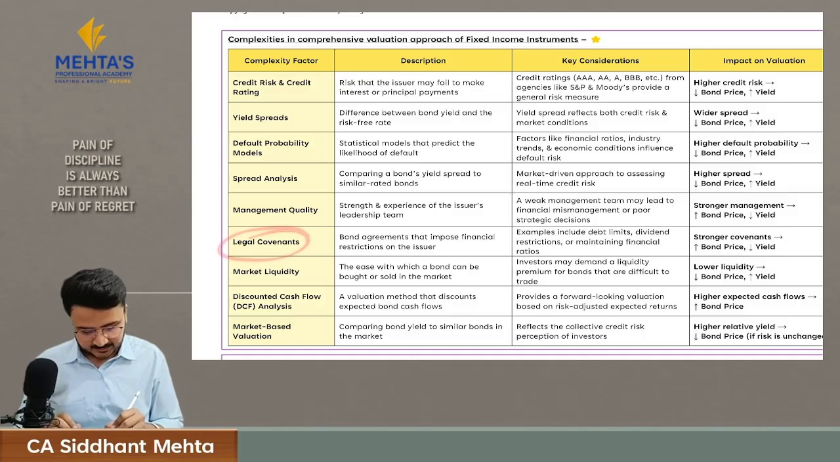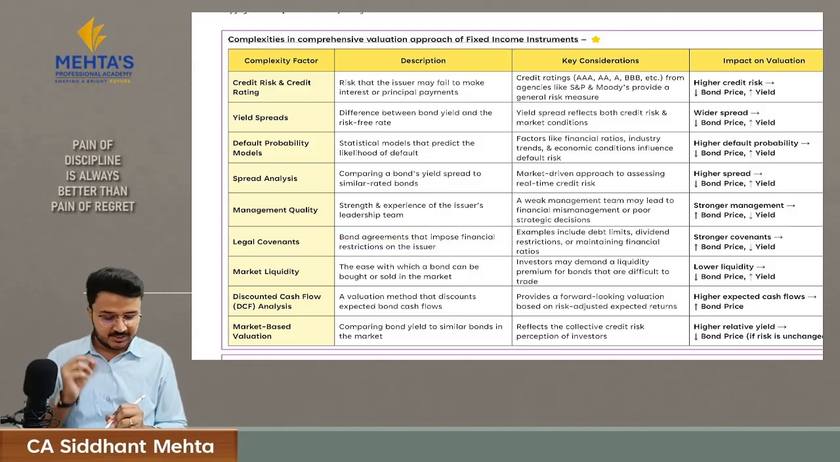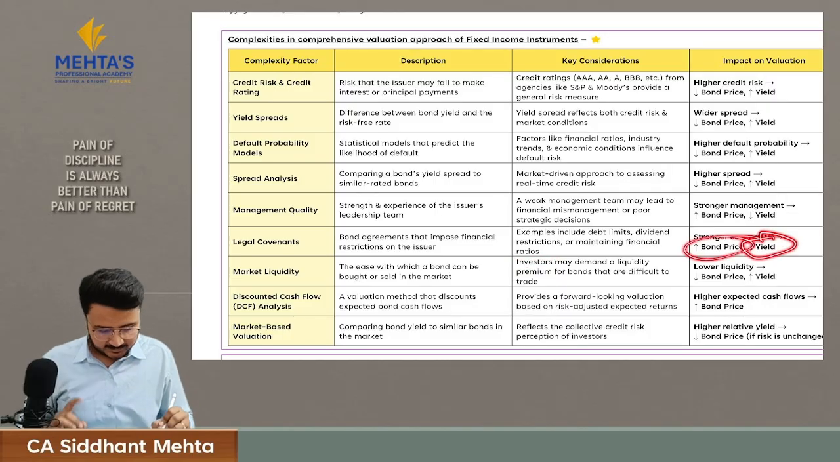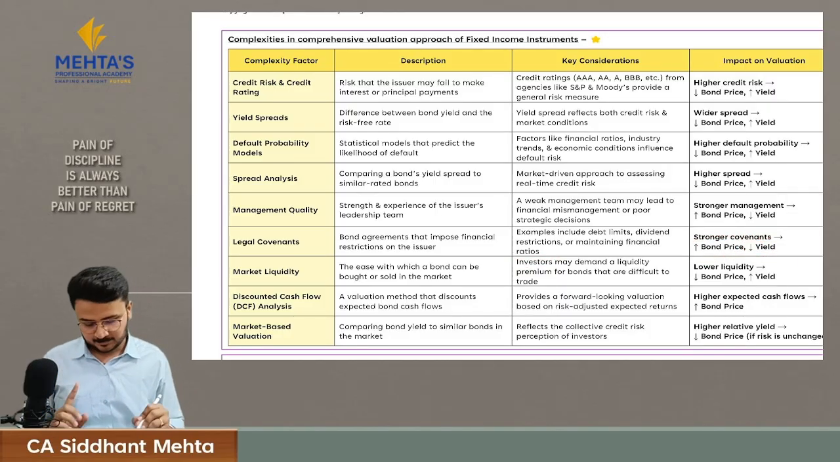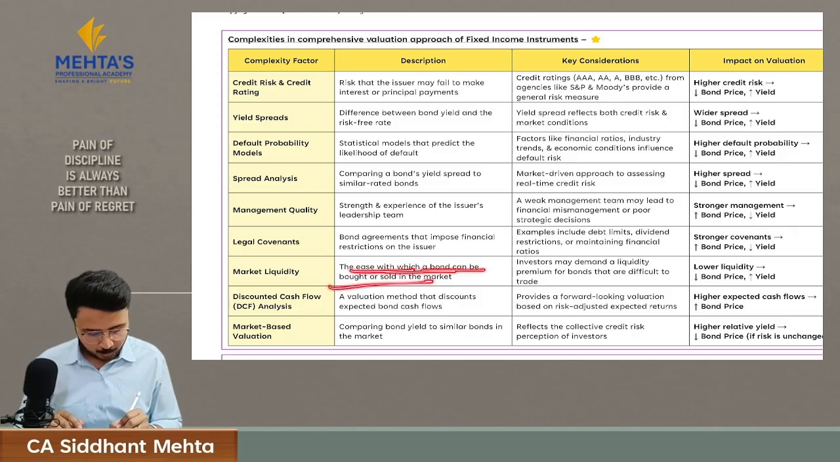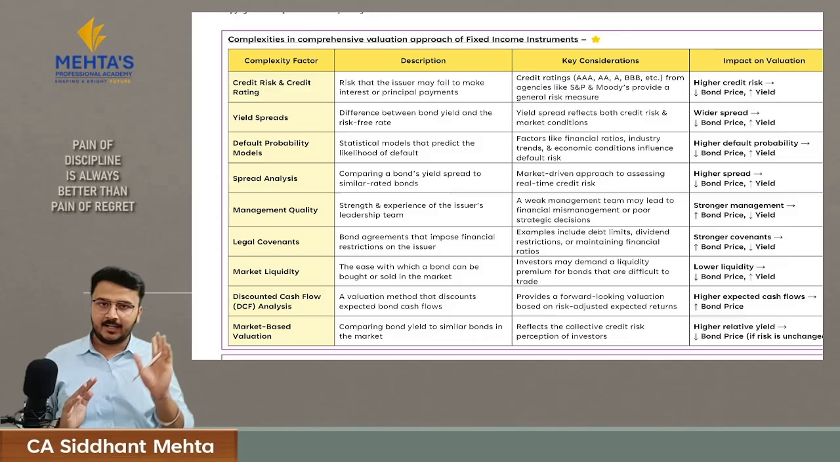Then legal covenants. That means you have made a bond agreement that imposes financial restrictions on the issuer. There are some restrictions on the issuer which he has to maintain, like some financial ratios which the company has to maintain throughout this bond. If such conditions are there, then definitely there will be less risk for the investor. If less risk, less return. That means less yield, but high bond price, because they are inversely proportionate. Then market liquidity, the ease with which the bond can be bought or sold in the market. If there is lower liquidity, then you have to compensate with higher return. So high yield means low bond price.